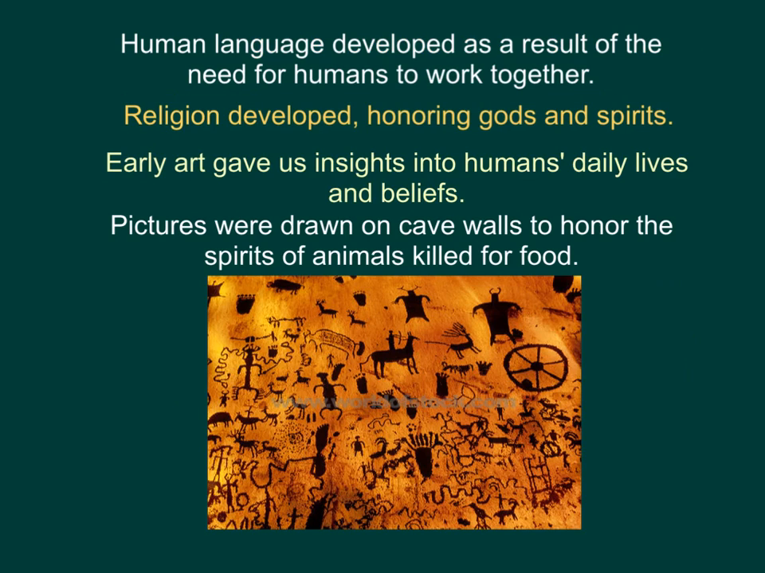Early art gave us insights into humans' daily lives and beliefs. Again, technology. Looking at the picture here, this tells a story. This story is about how these early people were hunting and gathering their things. Pictures were drawn on cave walls to honor the spirits of animals killed for food. So when you see this deer on the wall, it's obviously drawn there to show some kind of honor to that animal. It gave those humans life.